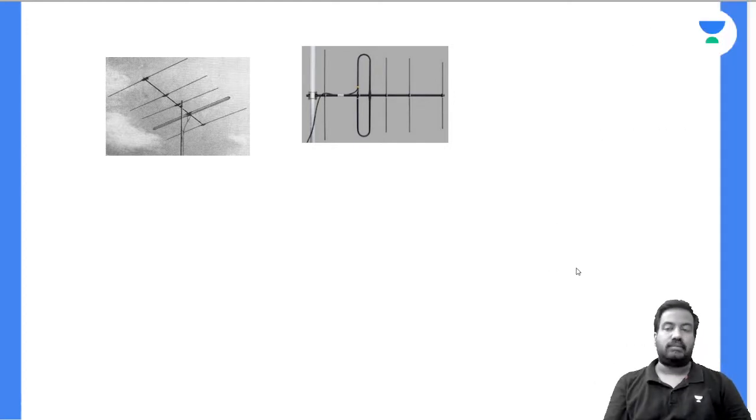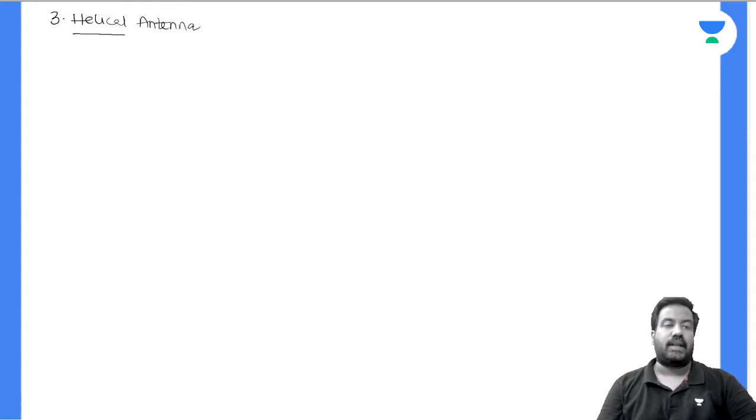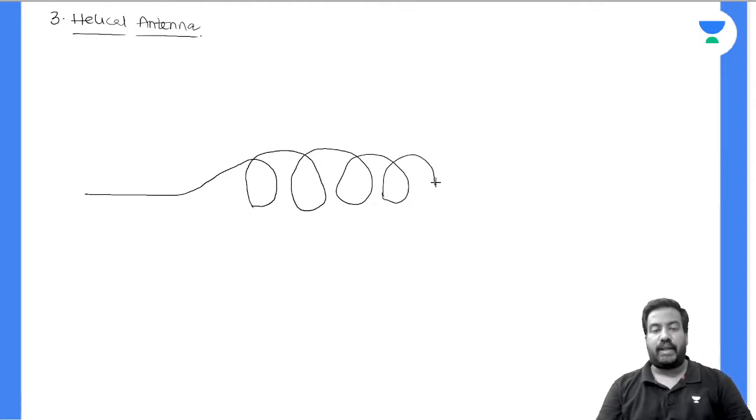Clear? Third one is a helical antenna. A helical antenna can be treated as an array of loop antenna and short dipole antenna.